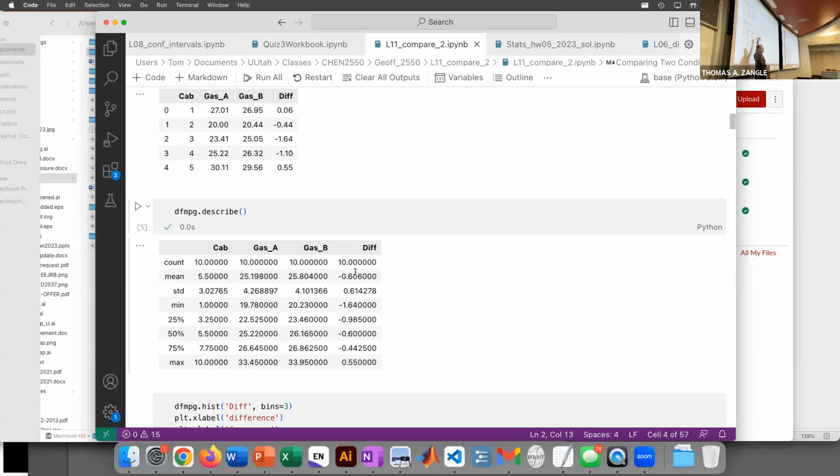But the question we want to answer, and the reason we're using statistics here, is: is that meaningful? Is that significant? Should we switch to gas supplier B, or do we not have enough evidence to say that gas B is better than gas A? That's the purpose of this test.